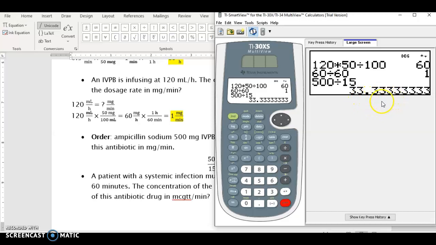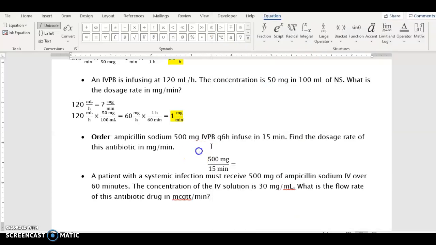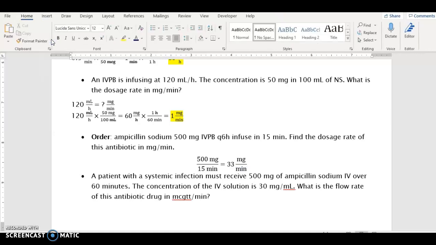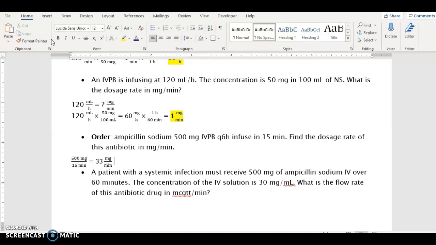So let's round it to the nearest whole number. To the nearest whole number, this is equal to 33 milligrams per minute. That would be the final answer. We have the drug rate in milligrams per minute, and we're finished. So 33 milligrams per minute is the dosage rate. That completes that example.